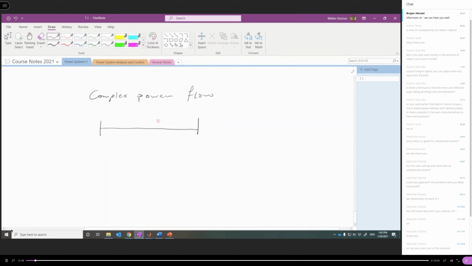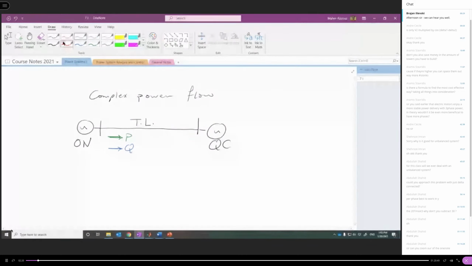Suppose we have a transmission line between two systems. One system represents, let's say, the power grid of Ontario, and the other represents the power grid of Quebec. We want to transfer the power from Ontario to Quebec or from Quebec to Ontario, and we have two components for the power: the active power and the reactive power.